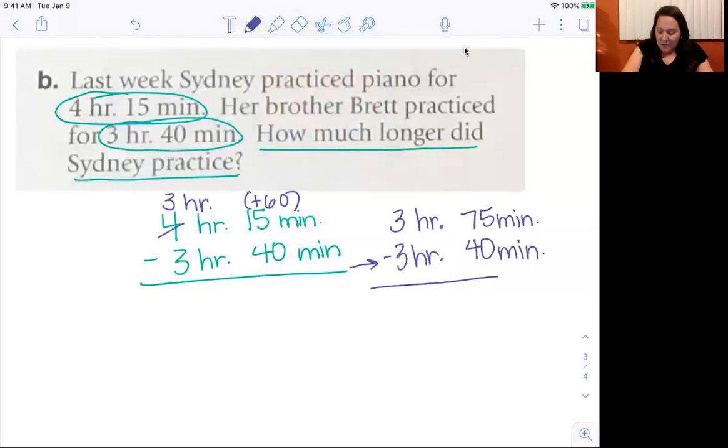Okay, now we're able to subtract. Now we can do this. Okay, my line is crooked. That's funny. I don't want a crooked line.